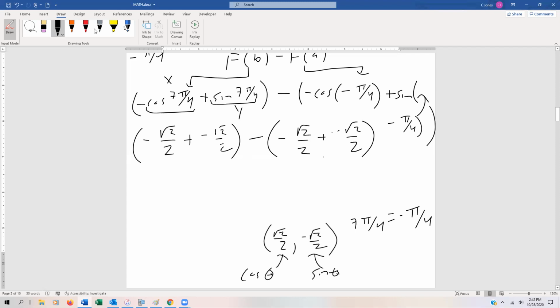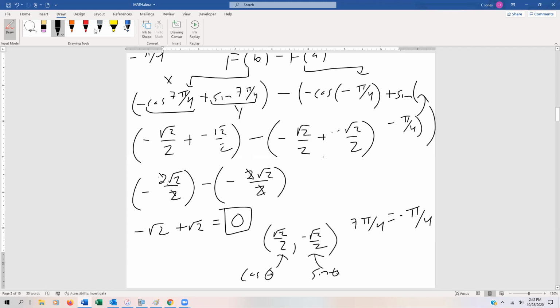And if we simplify this, this just becomes the opposite of 2 roots of 2 over 2 minus the opposite of 2 roots of 2 over 2. These 2's cancel out. And so we end up with negative root 2 plus root 2, which is 0. All right, now, does that answer make any sense?